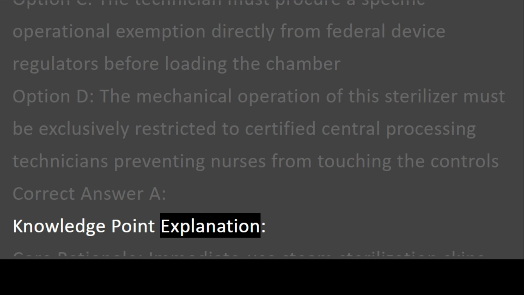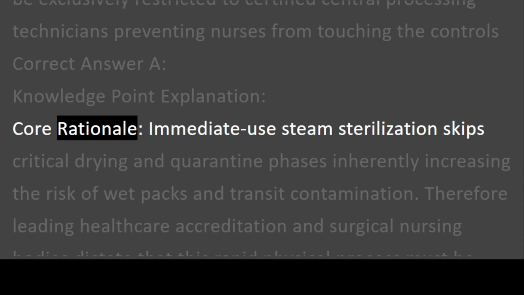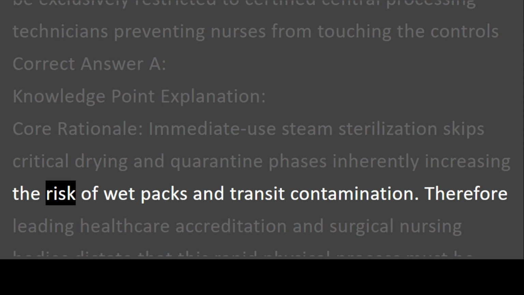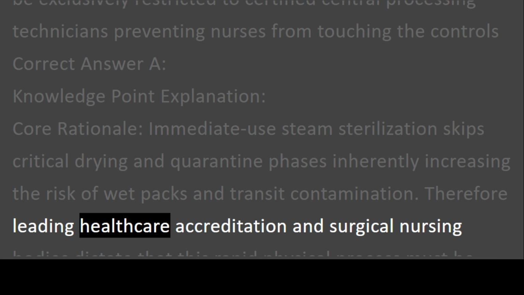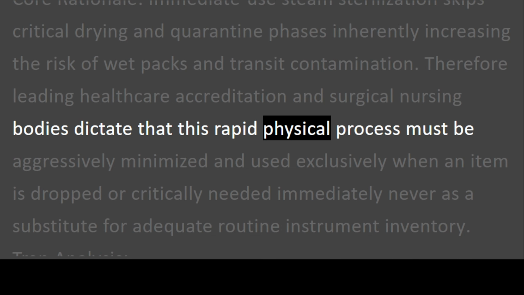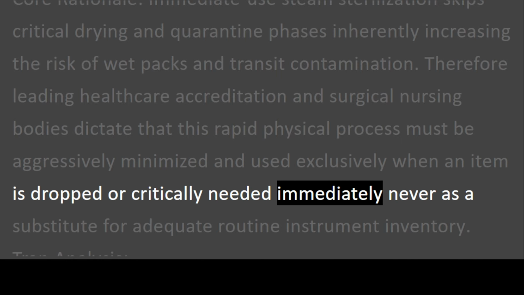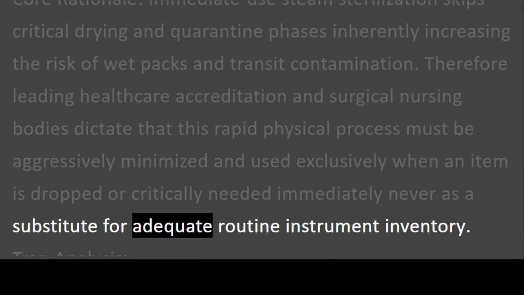Knowledge point explanation. Core rationale. Immediate use steam sterilization skips critical drying and quarantine phases, inherently increasing the risk of wet packs and transit contamination. Therefore, leading healthcare accreditation and surgical nursing bodies dictate that this rapid physical process must be aggressively minimized and used exclusively when an item is dropped or critically needed immediately, never as a substitute for adequate routine instrument inventory.